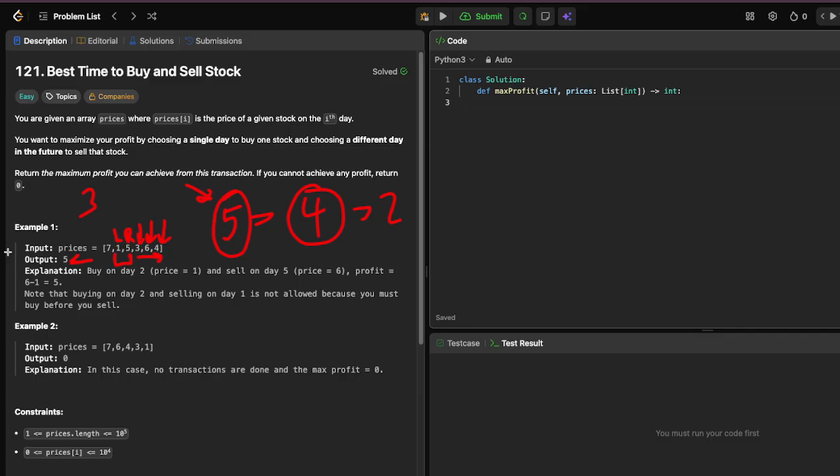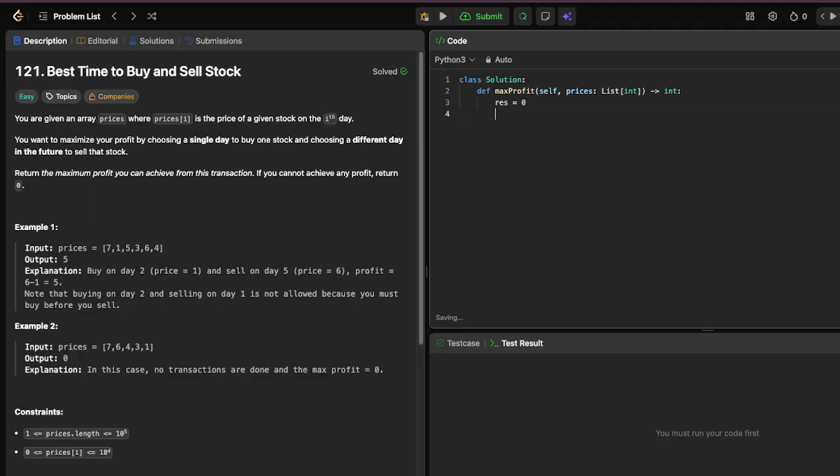Hopefully you've understood that. If you can't, maybe you'll understand it better when I code it. So let's get right into that. So remember, like I said, we're going to need a variable to store the best profit we've seen. This result variable will store our answer of the best profit, or max profit. We'll return this at the end.